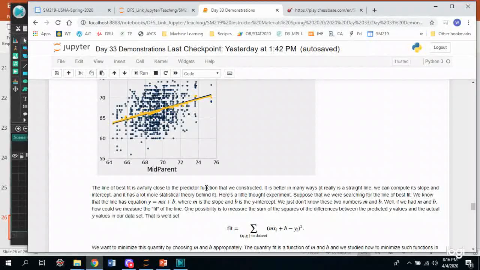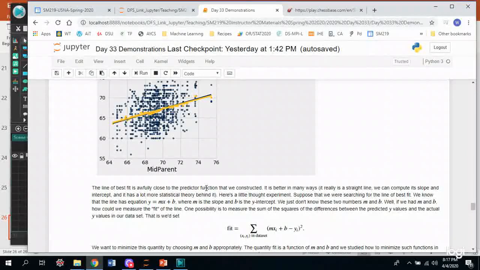Let's explore those formulas a little bit more. Let's try a little thought experiment. Suppose we're searching for the line of best fit and we don't know those formulas from the last video. We do know the form of the line of best fit. The equation is going to be y equals mx plus b, and we just don't know what those m and b numbers are. Well, if you give me m and b, I can draw the line and I can try to measure how good a line you've given me. What's the fit, so to speak?